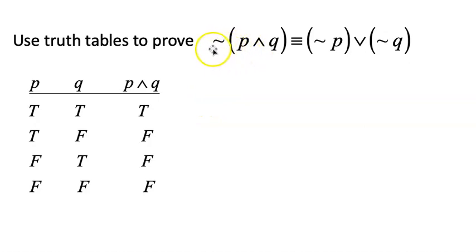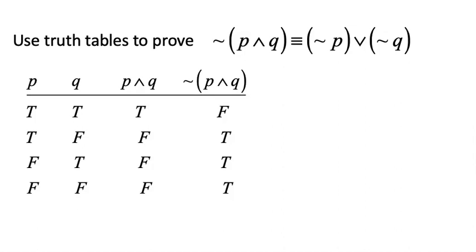Next, we're going to take the negation of that. So every true becomes false, every false becomes true. So the negation of P and Q will be false, true, true, true, which we have. So we've done the truth tables for the first statement. We want to show that that is equivalent to not P or not Q.